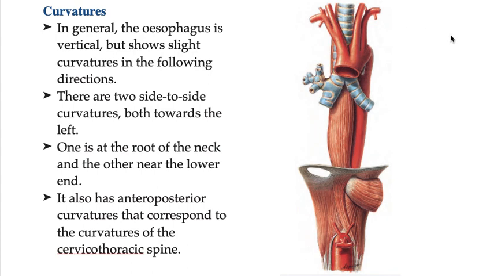Curvatures. In general, the esophagus is vertical but shows slight curvatures in the following directions. There are two side-to-side curvatures, both towards the left, one at the root of the neck and the other at the lower end. It also has anteroposterior curvatures that correspond to the curvatures of the cervicothoracic spine.